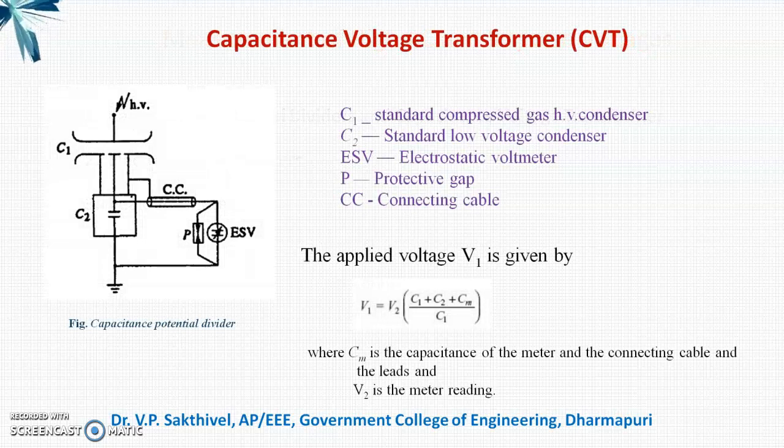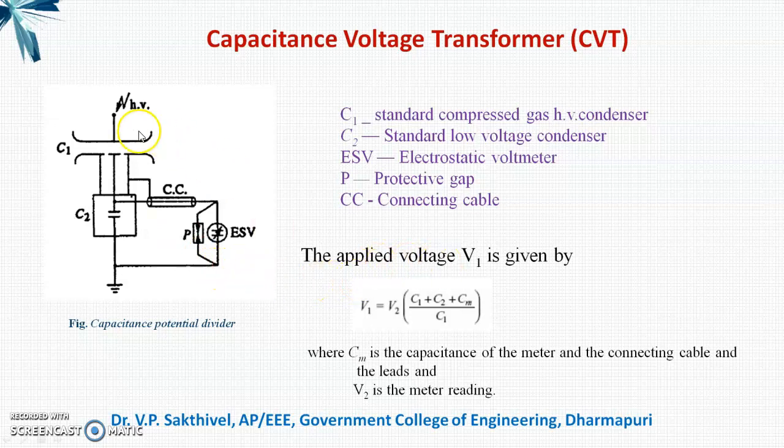First, we see the capacitance potential divider. This is capacitance C1 and here capacitance C2. This will act as a capacitance potential divider. Here, a portion of the voltage is tapped across capacitor C2, which is connected to an electrostatic voltmeter, and here P is the protective gap.